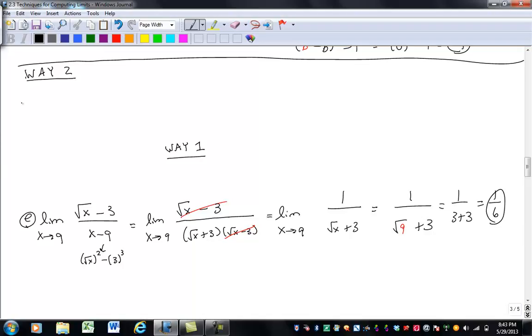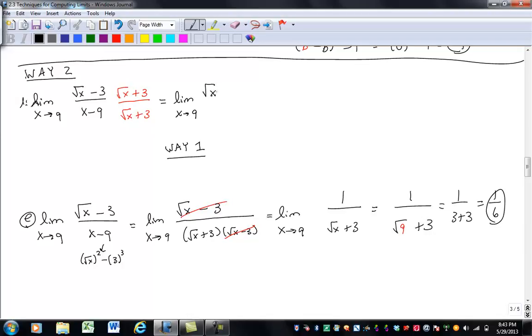So here I have the limit as x approaches 9 of the square root of x minus 3 over x minus 9. I can multiply the top and the bottom by the radical conjugate. And that just means you change the sign between the number and the square root. Now notice I get root x plus 3 and root x plus 3. If they cancel, you get a 1. So I didn't really change the function at all. It's really just multiplying by the number 1.